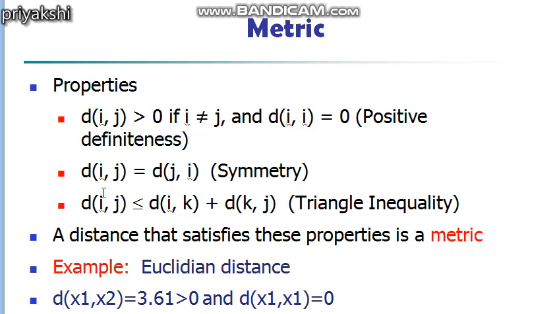So I am telling you again. We call a distance measure like Euclidean, Manhattan, or L infinity distance a metric if it satisfies all three properties. So we will have a look at the previous example.